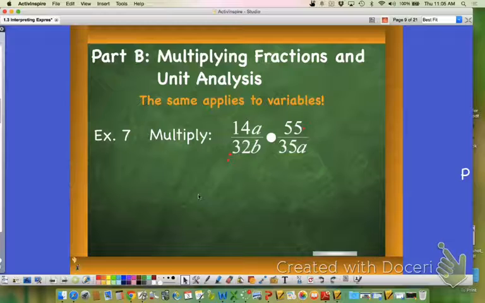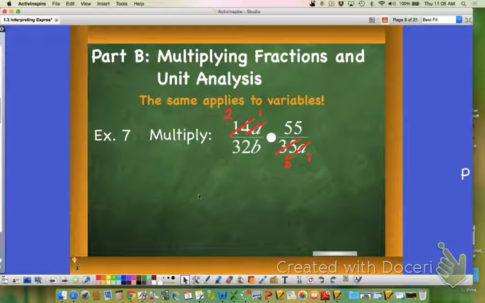So now I'm going to look the other direction. 14 and 35. I believe 7 goes into both, so 14 divided by 7 is 2. 35 divided by 7 is 5. Well, although I can't cancel anything more numerically across this way, I can reduce the A's. I'm going to say A divided by A is 1 and A divided by A is 1. So the A's cancel out.